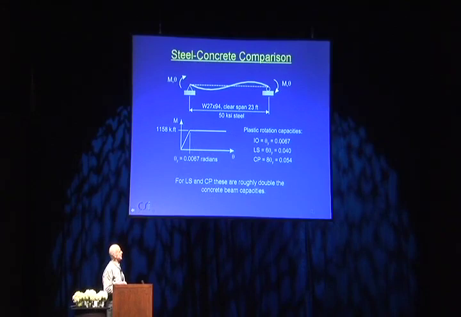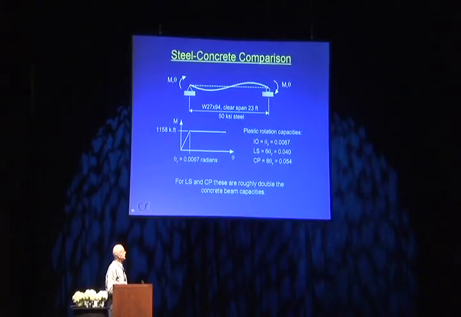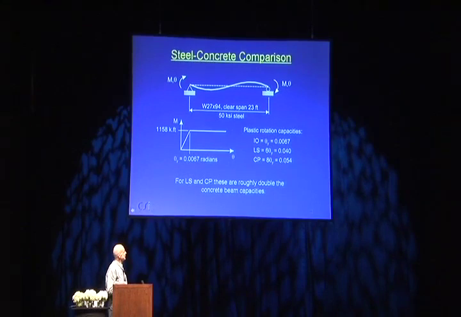The concrete one is 0.01, so rather a little unusual. The ASCE 41 allows for the IO case, rather larger hinge rotation for concrete than steel. For life safety and collapse prevention, there would be 0.40 and 0.54. These are roughly double the values for reinforced concrete.